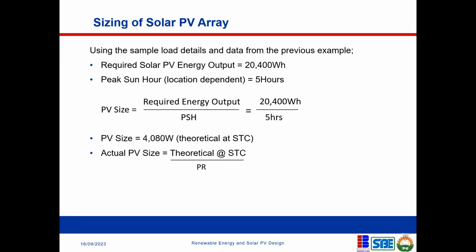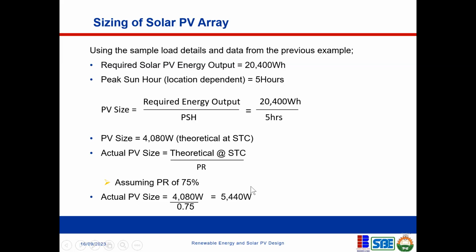So let us now calculate the actual size of the PV. The actual size of the PV will now be this theoretical size of the PV at standard test condition divided by the performance ratio. Remember, we've talked about peak sun hours and performance ratio in our last class. So we assume the performance ratio in this case to be 75%. Assuming a performance ratio of 75%, the actual PV size will be 4,080 watts divided by 0.75. So the PV installation will be 5,440 watts.